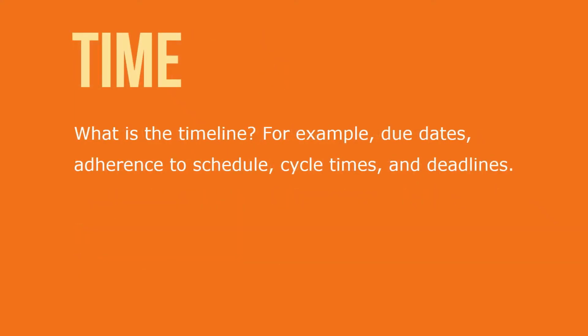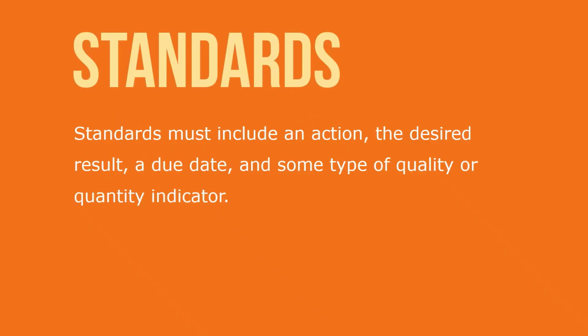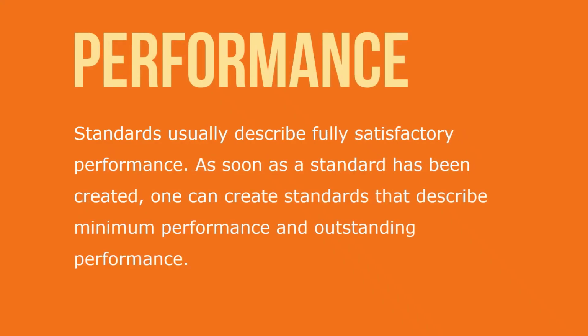What's the timeline? For example, due dates, adherence to schedule, cycle times, and deadlines. Standards must include an action, the desired result, a due date, and some type of quality or quantity measure. Standards usually describe a fully satisfactory performance. As soon as a standard has been created, one can create standards that describe minimum performance and outstanding performance.